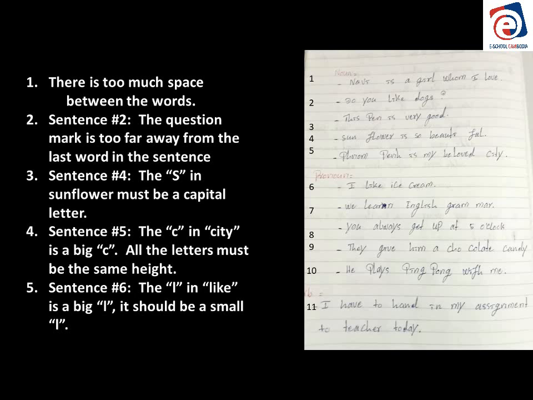If you look at sentence number 5, Phnom Penh is my beloved city. There's too much space. Look at my. There's a small m and a big Y. And city, the C in city is too big. The C needs to be the same size as the I and the Y.